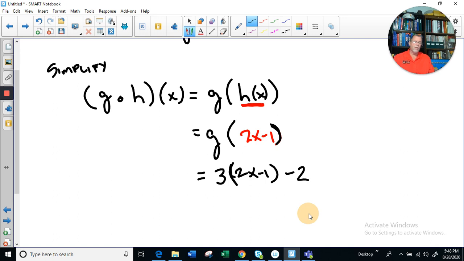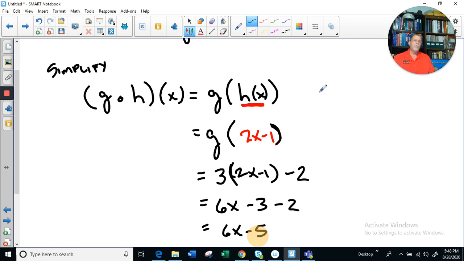So looking at this, in order to simplify this, what would be next? Well, we have to look at order of operations. This parentheses has to be handled. It's got a 3 on the outside, so we're going to distribute the 3. So 3 times 2x is 6x. 3 times negative 1 is negative 3. And we still have that negative 2 left. So now, combining like terms, we would get 6x minus 5. Now, this is if we're trying to find g of h of x.